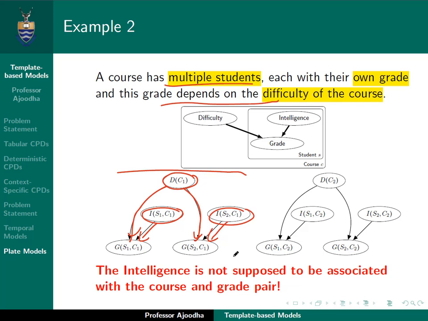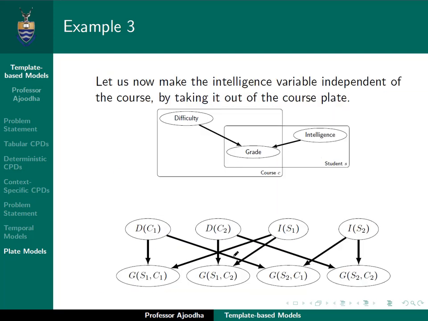And so you can do something like this, where intelligence is completely out of it. These intelligence and difficulty are no longer correlated, and we end up with them being separated from the grade. So your intelligence belongs to your student, and the difficulty belongs to the course. And so if you unroll this model, you end up with something like this.